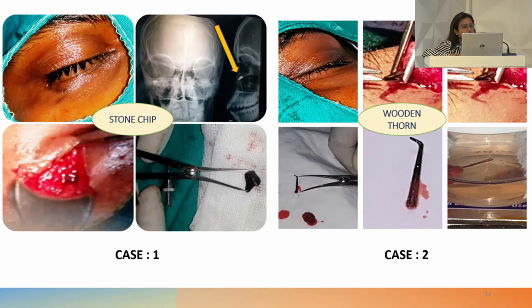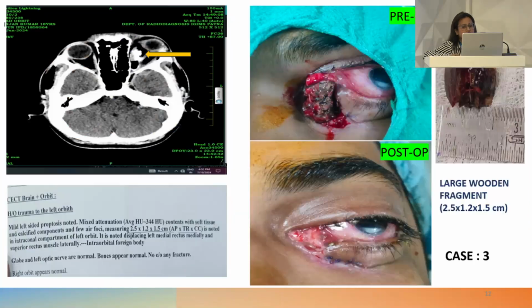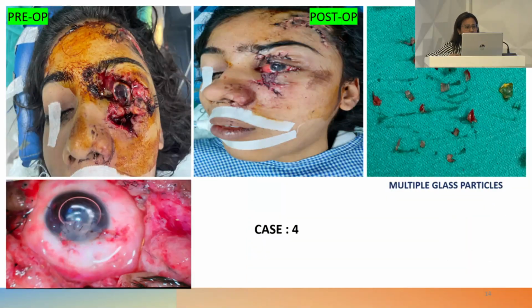In case 1, we found a stone chip as a retained periocular foreign body. In case 2, we found a wooden thorn as a retained foreign body. In case 3, a large wooden fragment of 2.5 by 1.2 by 1.5 centimeters was found in the CCT brain orbit. In case 4, multiple glass particles were found. It was a case of an RTA, a road traffic auto accident.